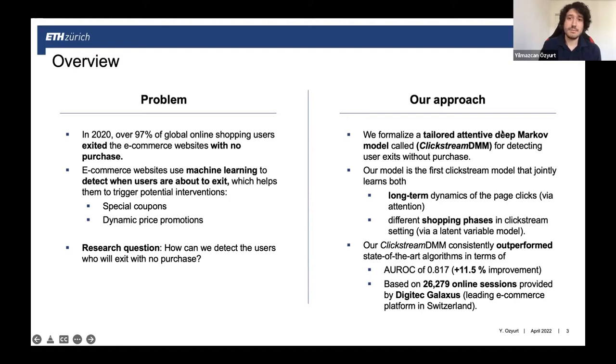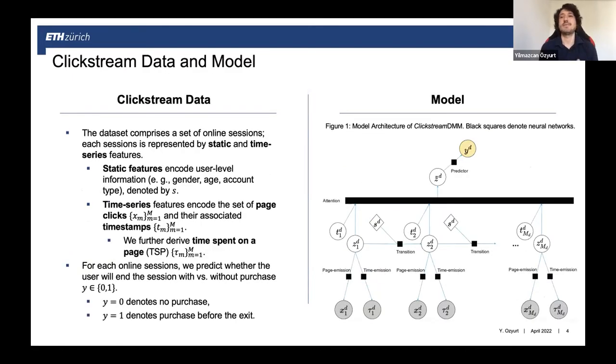So before diving into our model architecture, let's have a look at what kind of data we have. So our data set comprises a set of online sessions where each session is represented by static and time series features. And for the static features, we encode some user level information such as the gender, the age, the type of the account, which is all denoted by the vector S.